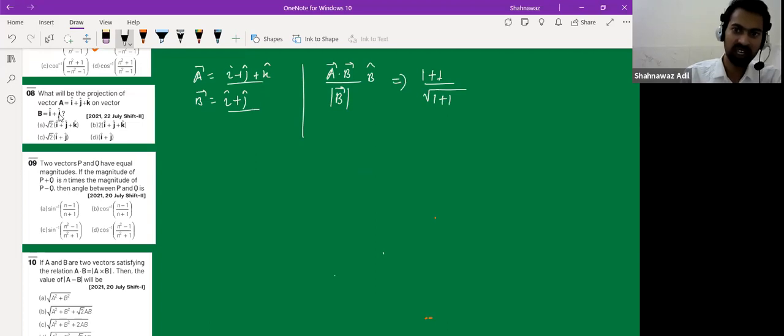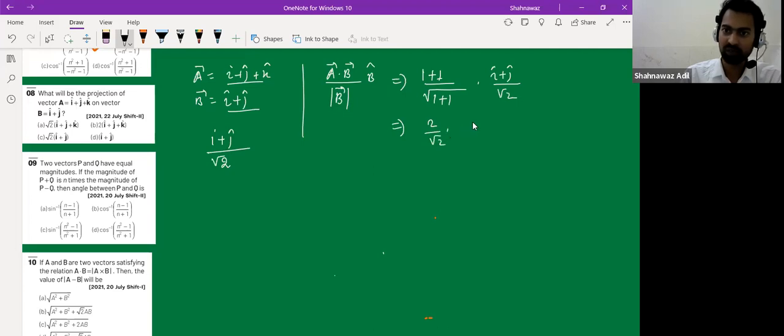And what is B hat? So B hat is vector B divided by root 2, right? So this is I plus J divided by root 2. So this would be how much? 2 by root 2 into I plus J, right? So this root 2 is 2. So 2 by 2 I plus J, right? So this is simply I plus J.